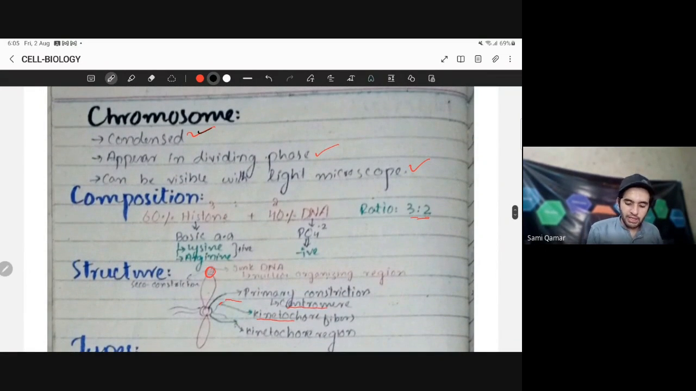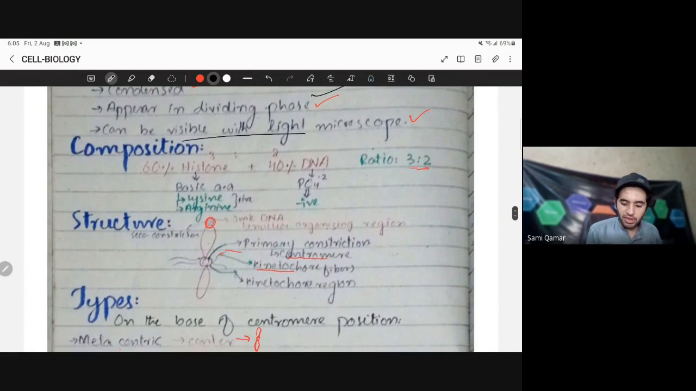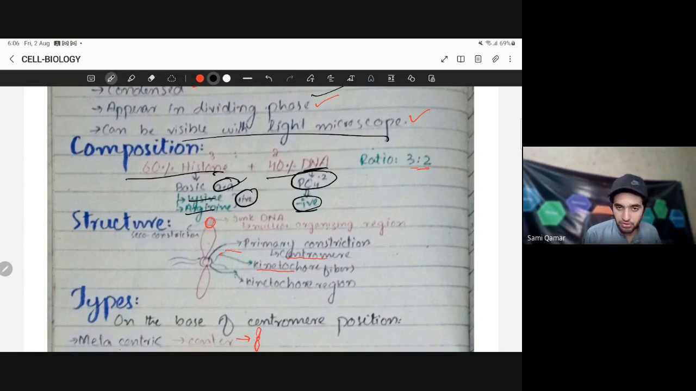So chromosomes are condensed, appear in the dividing phase, can be visible with a light microscope, 60% histone and 40% DNA. And histones, this is very important, are basically basic amino acids, just like lysine and arginine. That's why they will be positive. But DNA has a phosphate group, and it is negative. So DNA will be negative and histones will be positive. Remember this. And I told you the ratio is 3:2, histone to DNA.